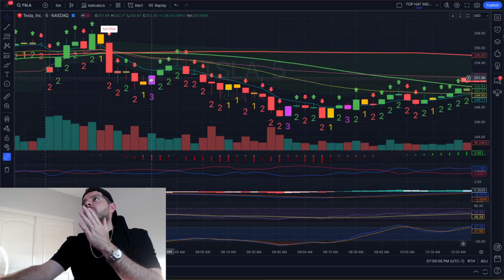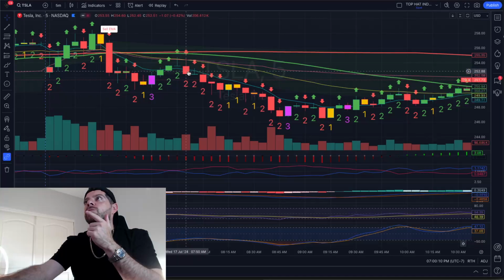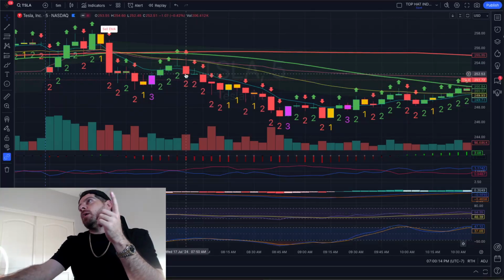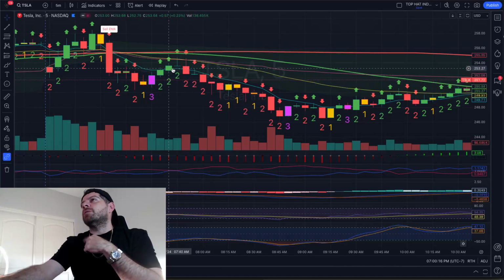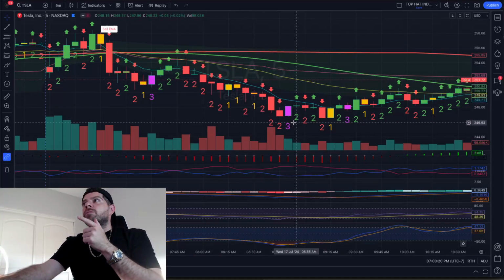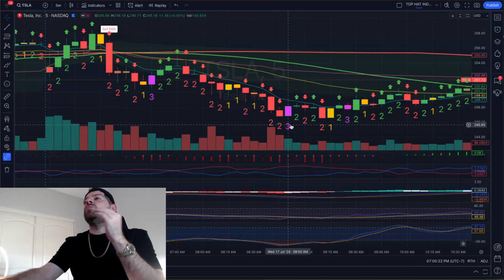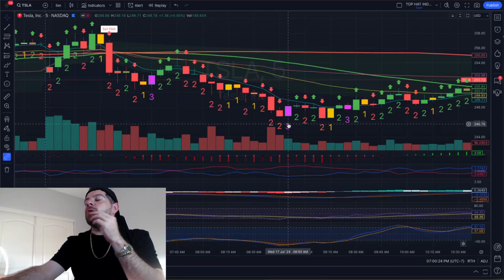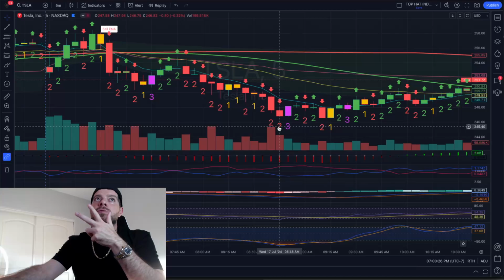I would have taken this play, and even if it came back up, as you can see here, we had a 222 candle with a shooter, and it shot all the way back down. And then the strat will be your best friend. The 312 strat. I have another video about this. Go and check it out.